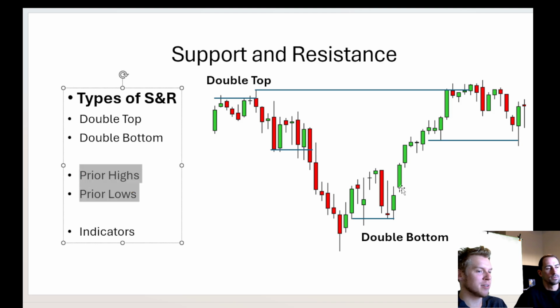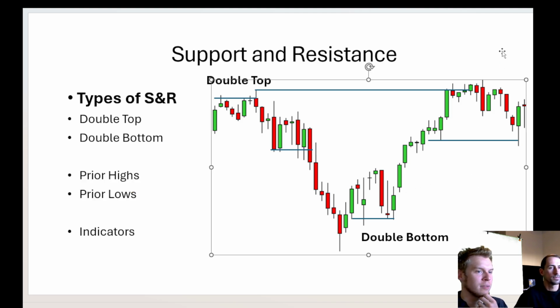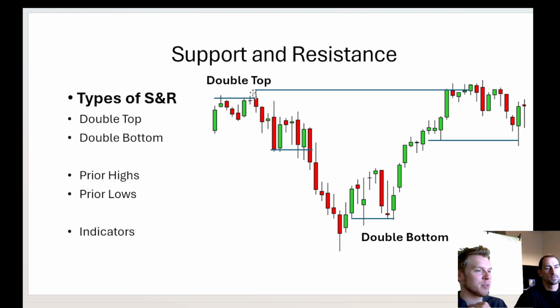There's also prior highs and prior lows. So this is the highest price of the chart until we come back up to it over here. And look how the market stalls here. It's clearly reacting to this prior high. So this prior high is acting as resistance.